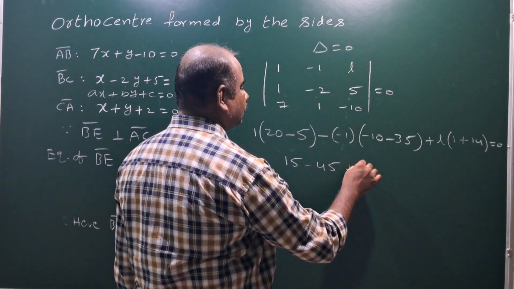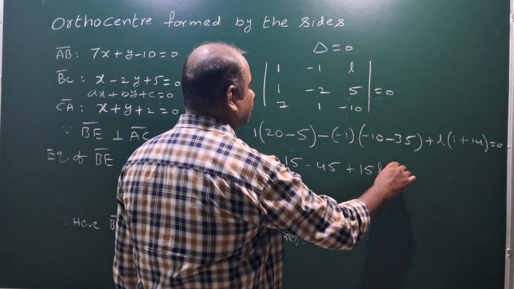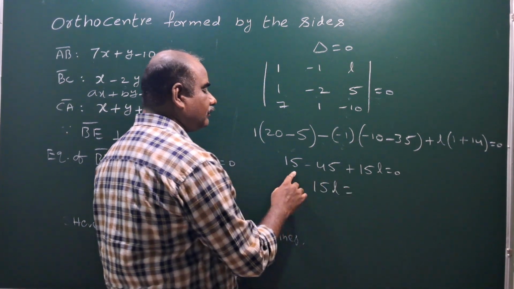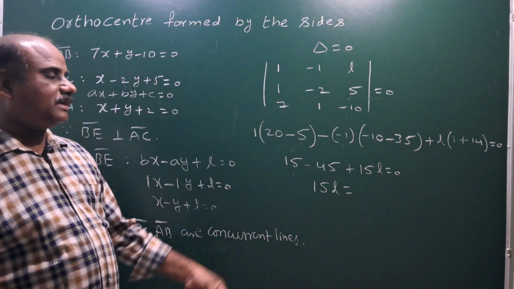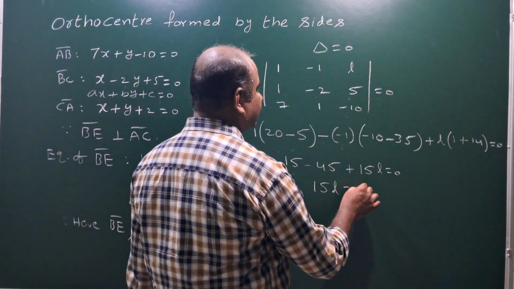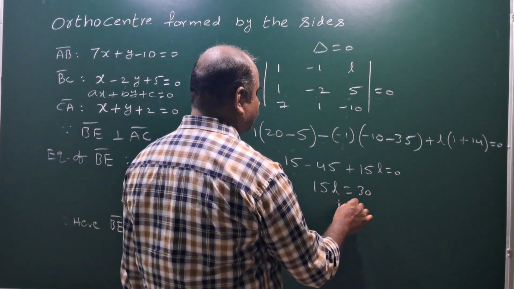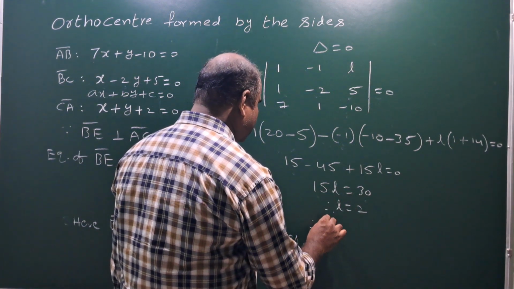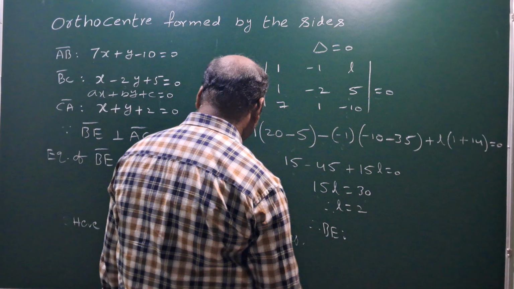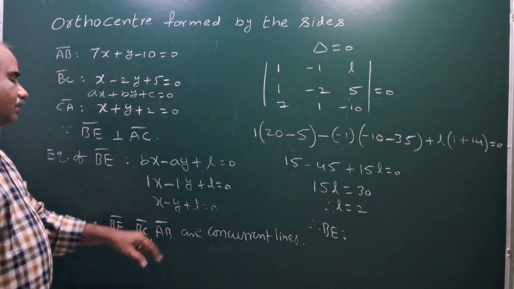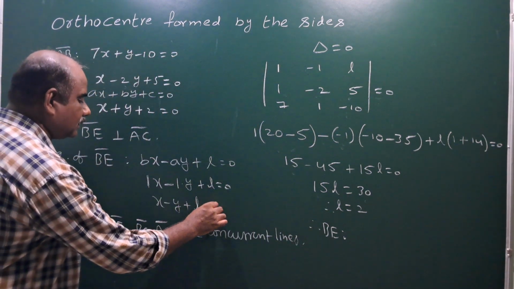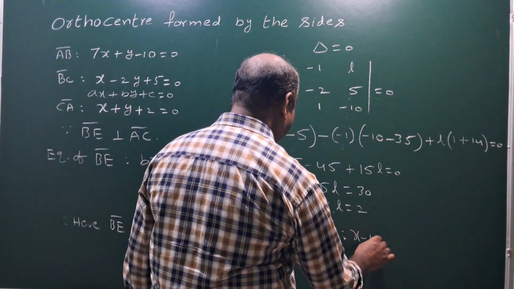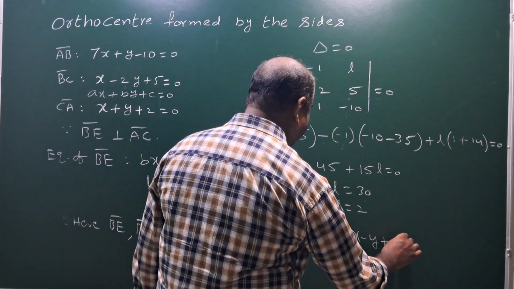So 15 plus 15 minus 45... 15L is equal to 15 minus 45, which is minus 30. If it goes to the right side it becomes plus 30. Therefore L is equal to 2. Therefore the equation of BE is x minus y plus L is equal to 0, so x minus y plus 2 is equal to 0.